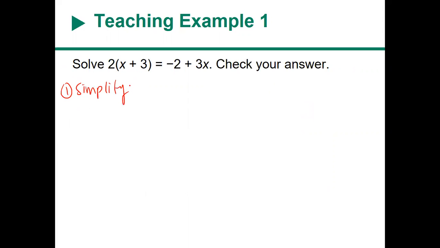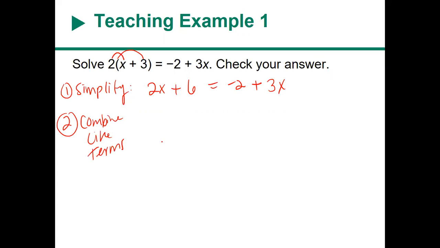What do I need to do? Distribute. I'm gonna distribute the 2. That's gonna give me 2x plus 6 equals -2 plus 3x. Okay. Step 2 is you're going to combine like terms.